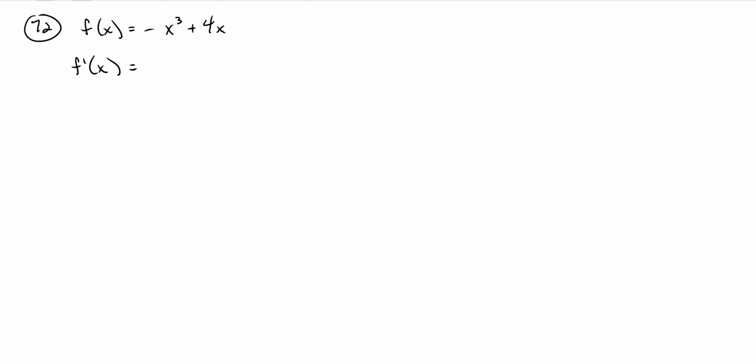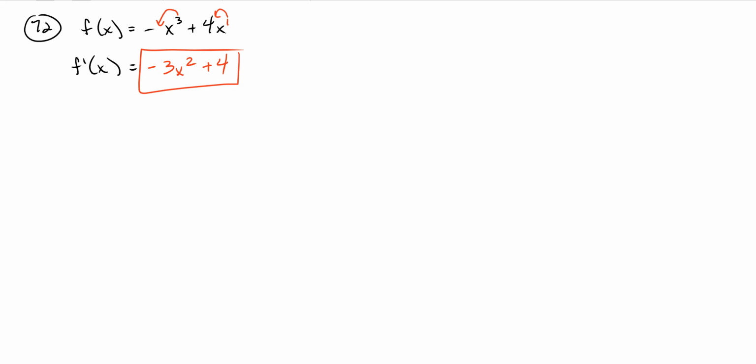But we also discussed in class that when you have a simple polynomial like we have here, you can cheat. We can use some magic, and we do that by taking the exponent, multiplying by the coefficient, and then reducing the exponent by 1 for each individual term. So negative x cubed becomes negative 3x squared. And then 4x to the first becomes just plus 4. And that is my derivative of 72.